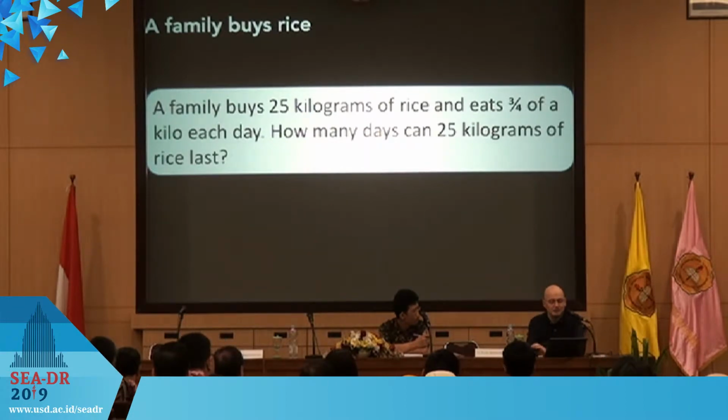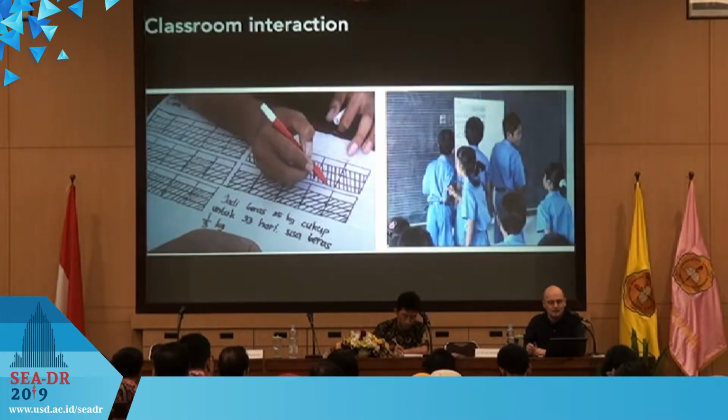A family buys 25 kilos of rice and they eat 3/4 of a kilo each day. How many days will this 25 kilos last? It's a beautiful problem. Why? Well, it's beautiful because it allows children at different levels to work on it.